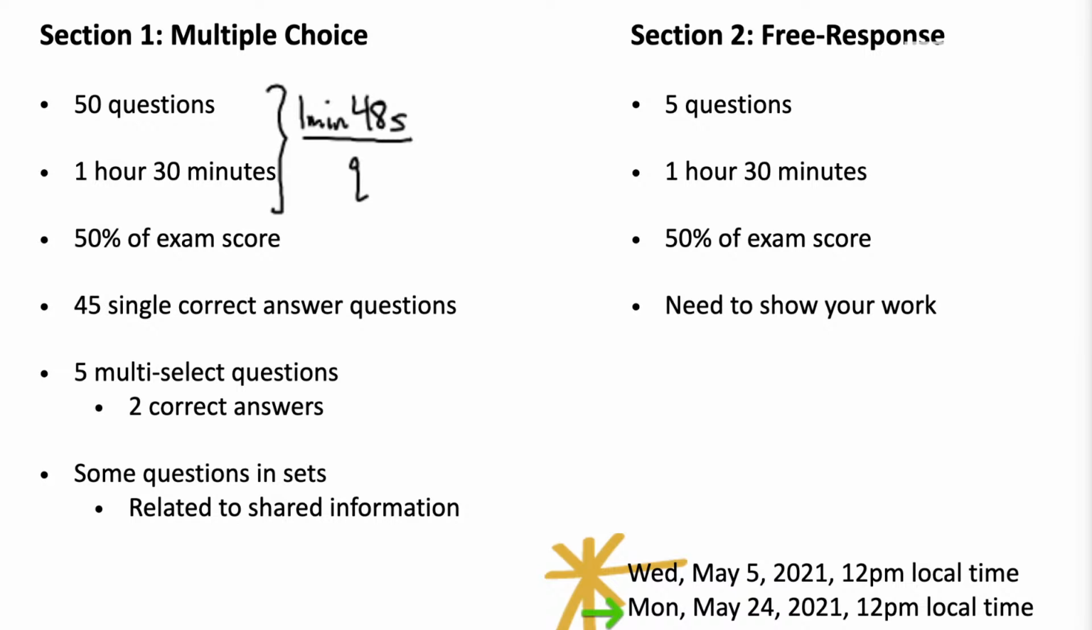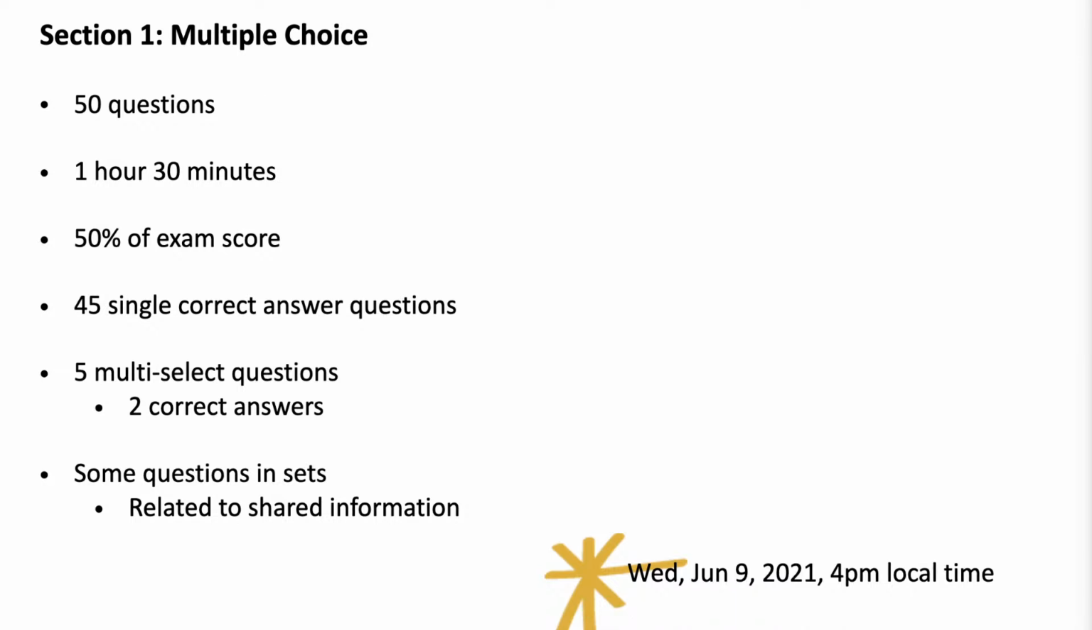The other format that's available to us is a digital online test, which can be taken either in person or at home. And this has a slightly different structure. So not for the first section, though. This is still multiple choice, and everything looks the same as it is for the paper and pencil test. So 50 questions to tackle in an hour and a half. So again, that gives us a minute and 48 seconds per question. The first section is worth 50% of the exam score.